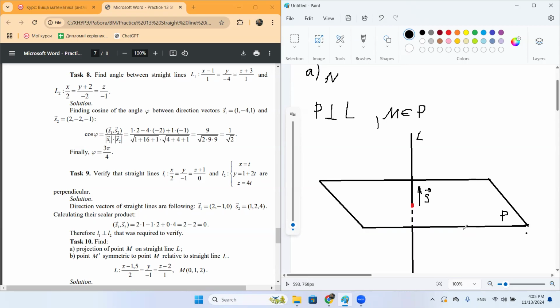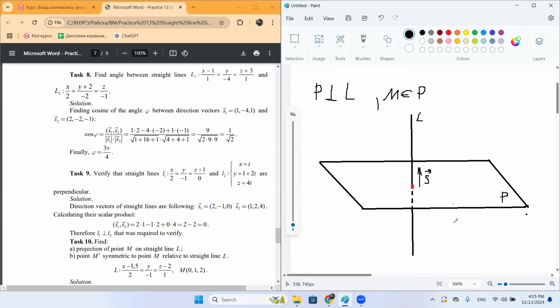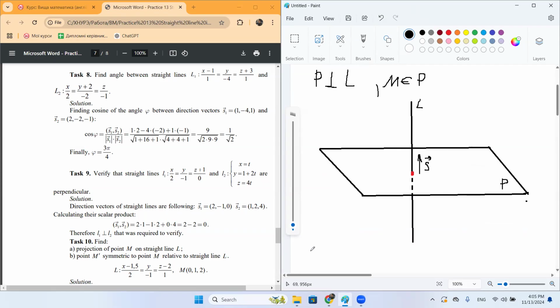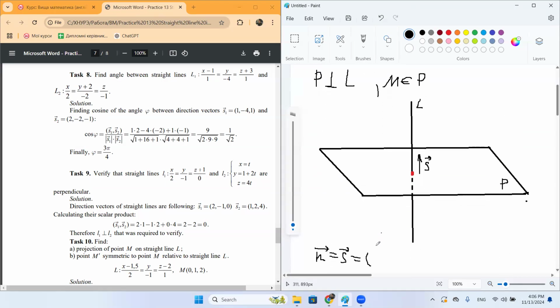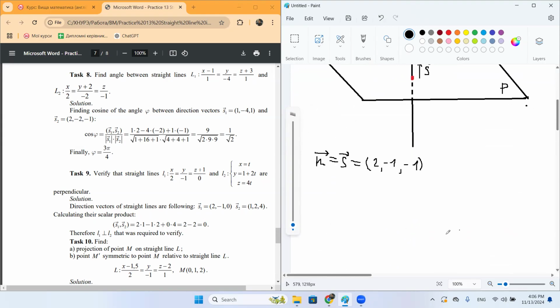Daniel? It's perpendicular to our plane, so our line L is normal vector to P plane. Oh, direction vector. Yeah, direction vector of straight line L equals the normal vector of plane P. So it has coordinates 2, -1, and 1. Sorry.